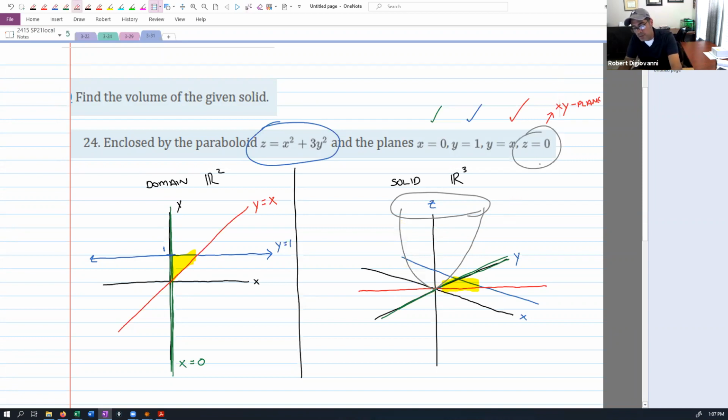Because remember, this says Z equals 0, that's the XY plane. So the ground is one boundary. The paraboloid is the other vertical boundary. And then these lines, which again are planes that go straight up, create the sides of the solid.